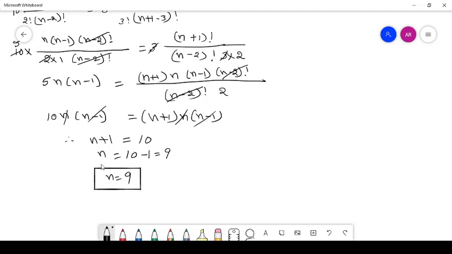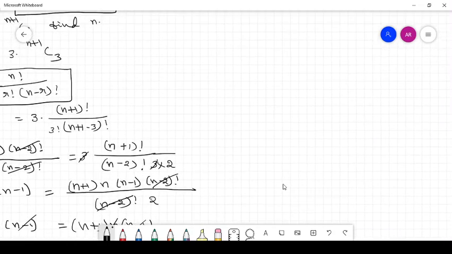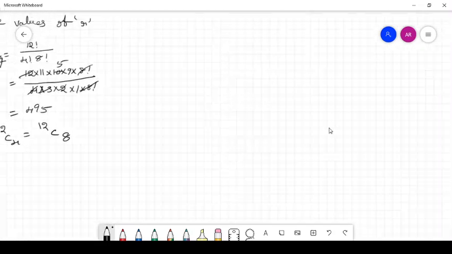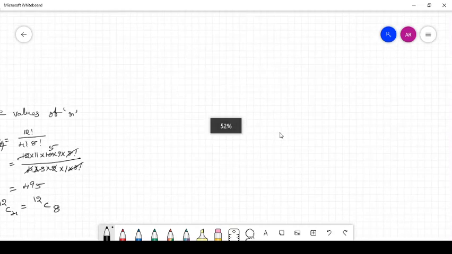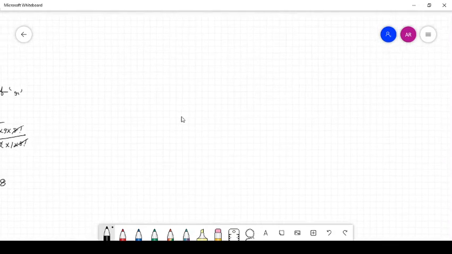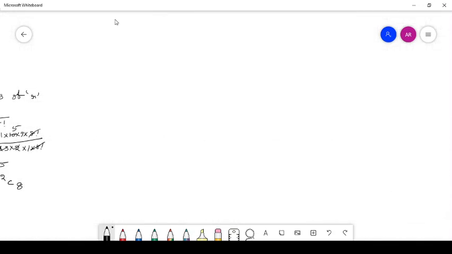Next problem. This is a very important problem. Fourth problem: if nPr is equal to 5040 and nCr is equal to 210, find n and r.